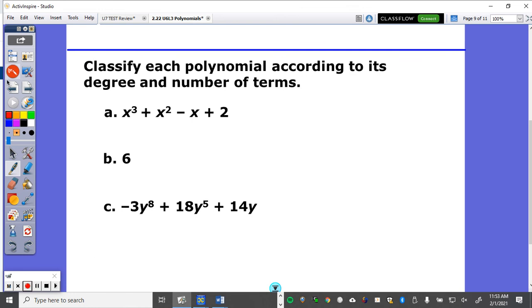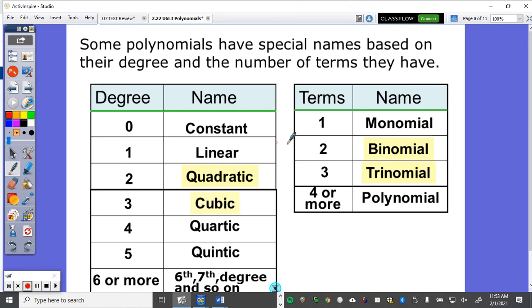Most of that is just being able to memorize these 2 tables right here. Make sure that you know the words. And let me tell you something: don't get these 2 confused, quadratic and quartic. Those get a little bit confusing sometimes because they kind of look similar. Any questions on this?